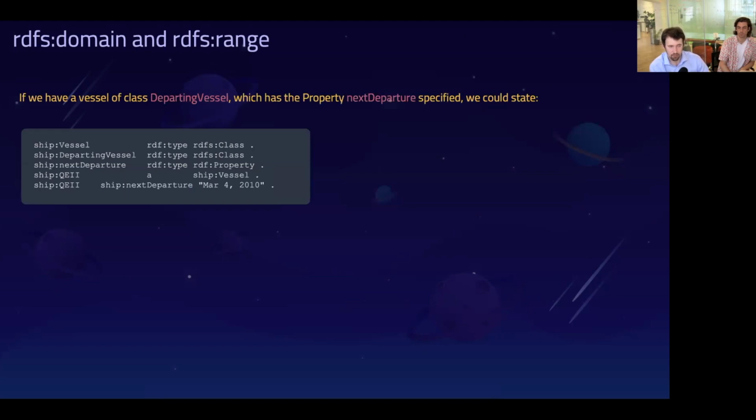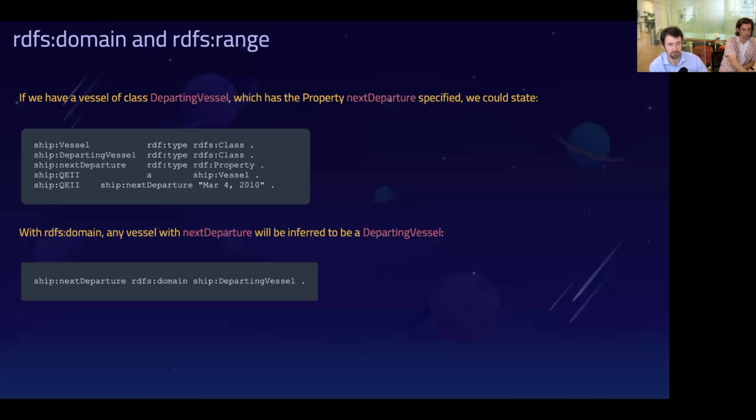Let's look at a more elaborate example. Say we have a vessel of class departing vessel, which has the property next departure specified. We could state the following: we've got a Queen Elizabeth II, a vessel, that has as its next departure March 4th, 2010. With RDFS domain, any vessel with next departure will be inferred to be a departing vessel. And this will mean that Queen Elizabeth II will now be a member of the departing vessel class.